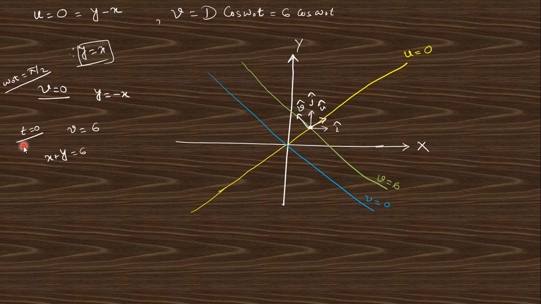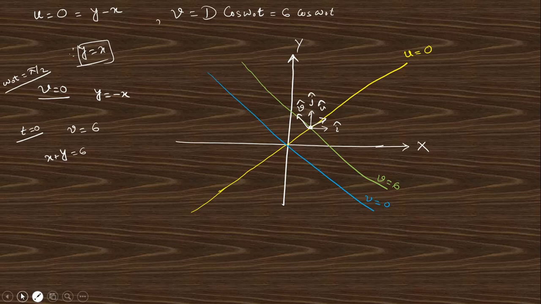This is the curve u equal to 0, and there is a dependency on t for v. So for t equals 0, this will be 6. For t equals pi by 2, this will be minus x. So this can vary in this region. Okay, in this region this will vary. So this will be u cap, this will be v cap, i cap, and j cap. Clear? I think clear. For any query, you must comment in the comment box.